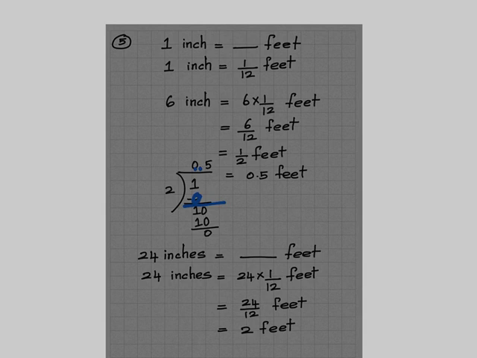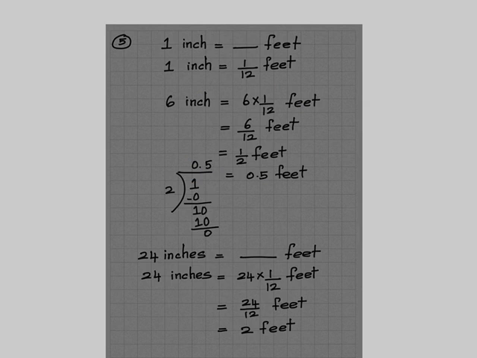And make a decimal since it's a smaller number again. So when you make a decimal, add a 0 next to it, it becomes 10. Now 2 times 5 is 10. So same number minus same number, subtract, you get a 0. So the answer is 0.5 feet. So the inch became feet.